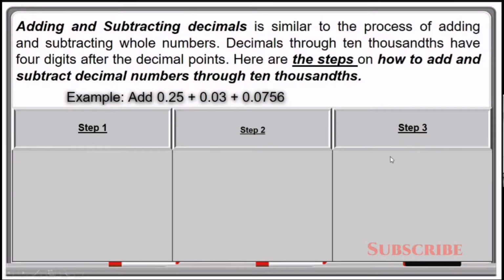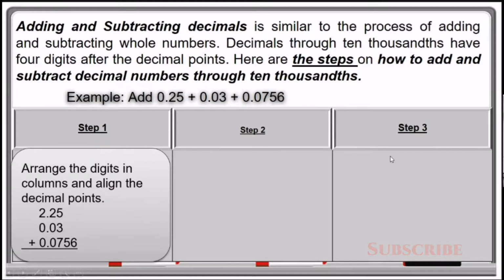We have 3 steps. Step number 1, arrange the digits in columns and align the decimal points. So if we have 2.25, 0.033, and 0.0756, we align them by the decimal point, regardless of how many digits the numbers have after the decimal point.